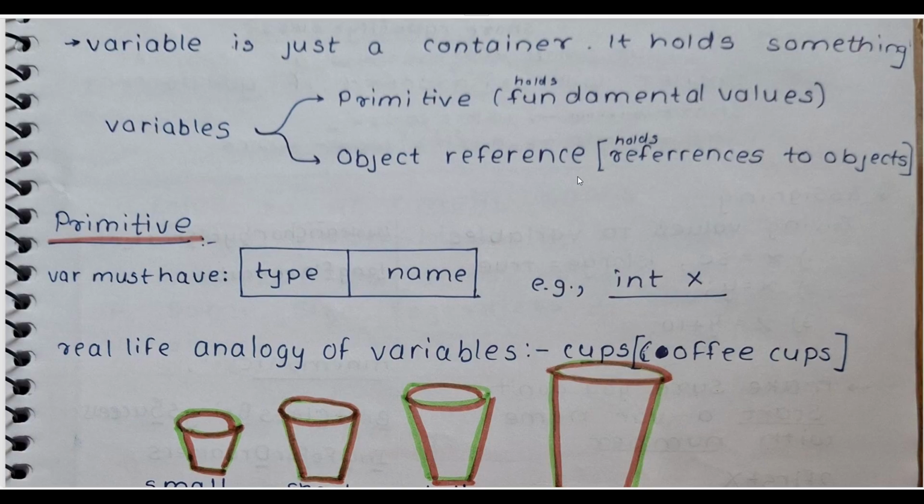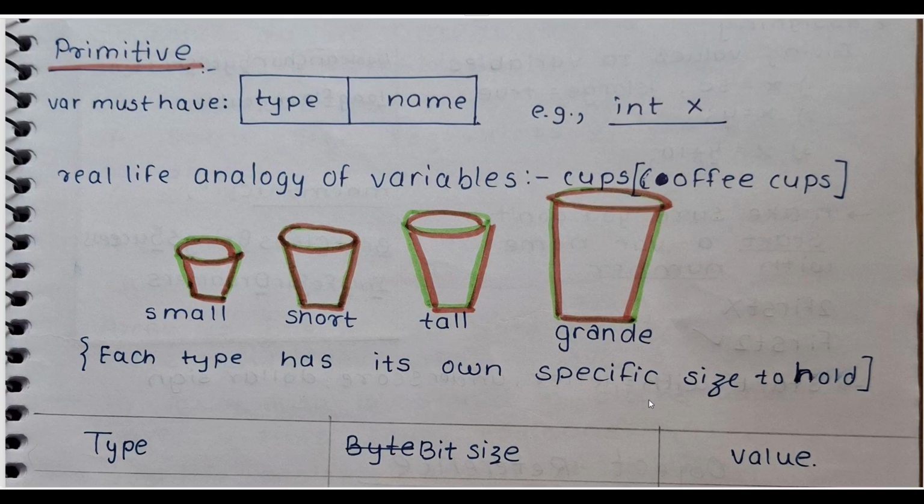For any primitive variable, two things are very important, that is type and its name. For example, int x. Here int is the type and x is the variable name. Let's understand this with a real life analogy. Think of data as coffee cups. Okay, some cups are small, some are tall, some are grande. Each cup can hold a specific amount of coffee. Similarly, each data type has a fixed size and can hold a certain range of values.